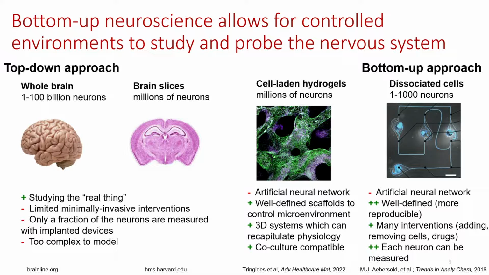On the other side, we have a bottom-up approach. So here we put a specific number of cells of a specific composition, and we can place them either in really defined scaffolds or in precise neural networks. And the advantage here is that we have control over the entire system, so if we wanted to change the scaffold mechanical properties or screen a drug through our precise networks, we're really able to do this. Of course, the disadvantage is that these are artificial networks.